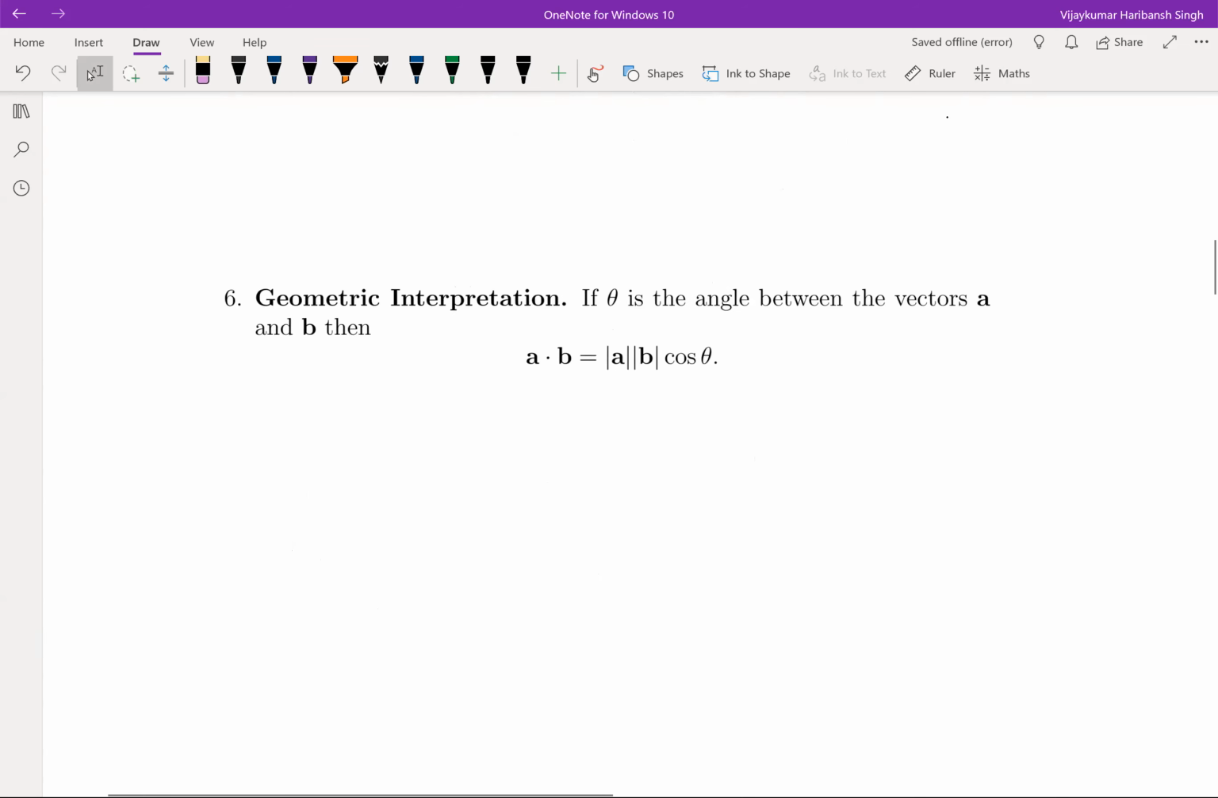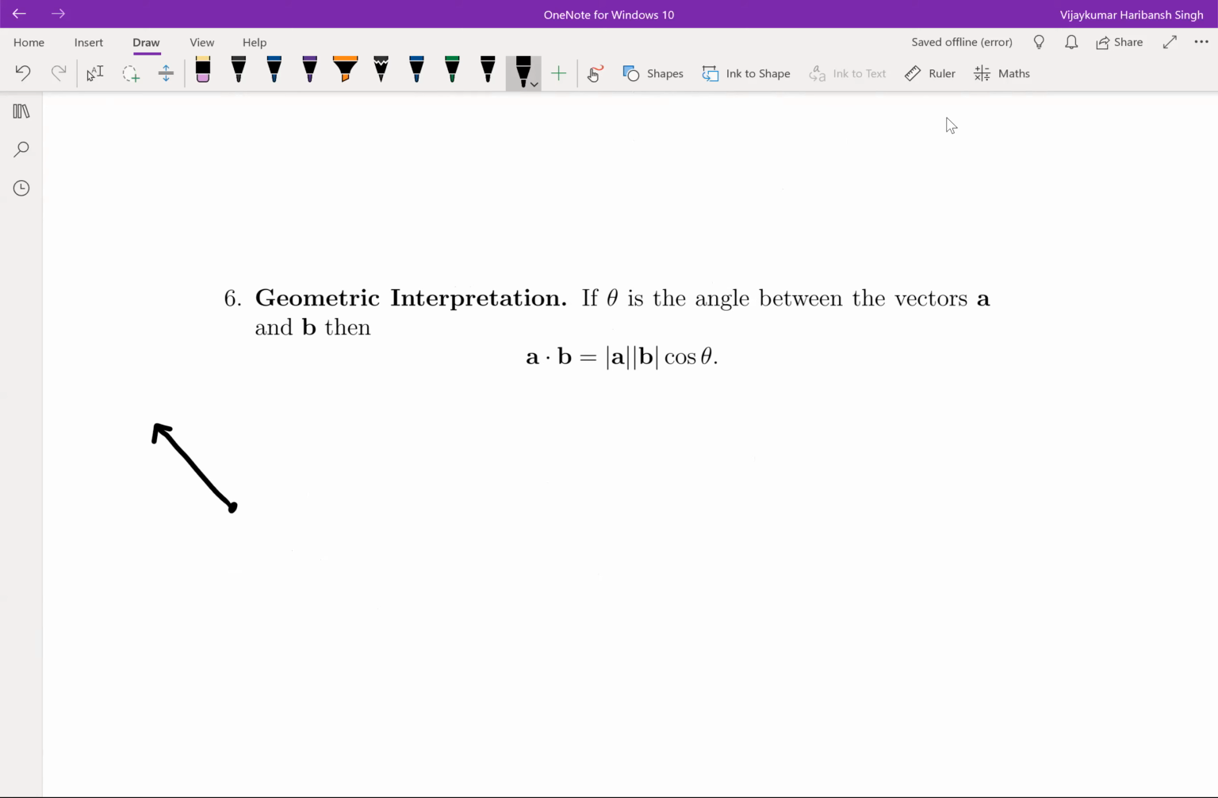Now we want to talk about the geometric interpretation of the dot product. Without a geometric interpretation, defining an object would make very little sense. So let's find out what the dot product signifies. Let's take a vector A and a vector B. So this is vector A, this is vector B, and let theta be the angle between them.